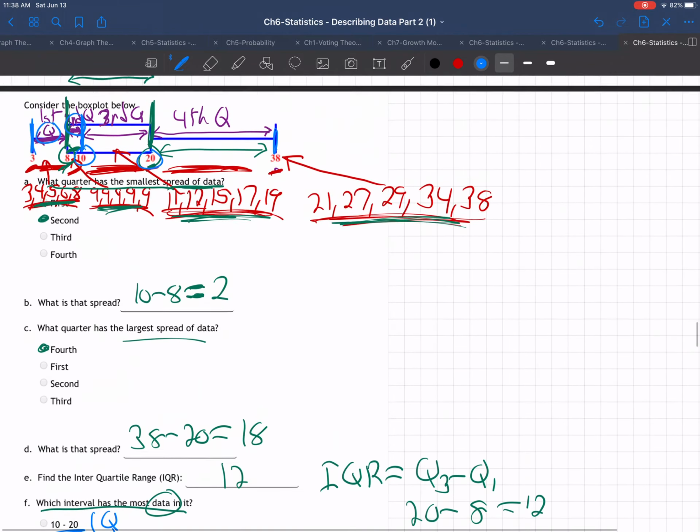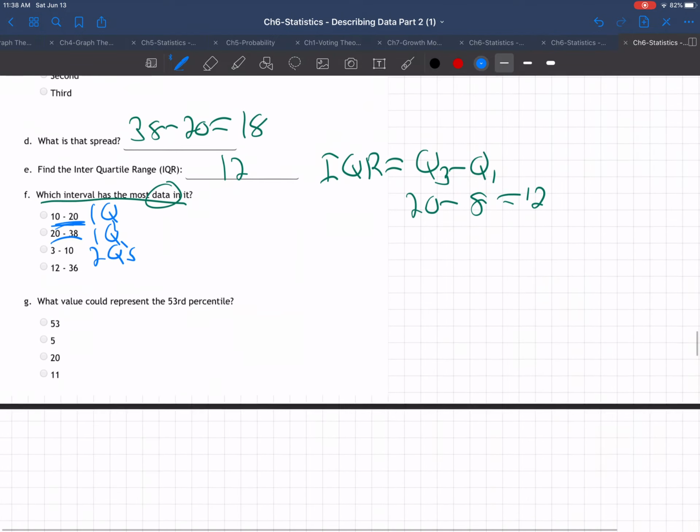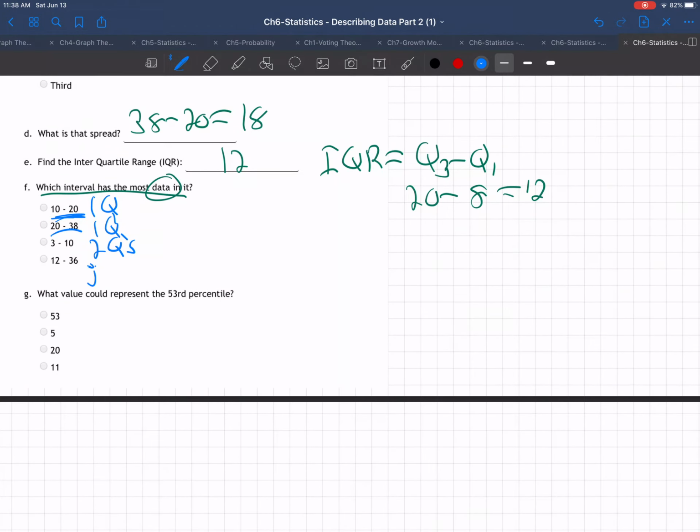What about 12 to 36? 12 is a little past here. 36 is a little here. That's almost 2 full quarters, just under 2 full quarters, isn't it? Because it starts after halfway and ends before the end. So this one here is just under 2 quarters. So this one here has to have the most data.